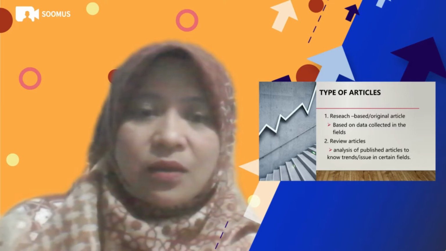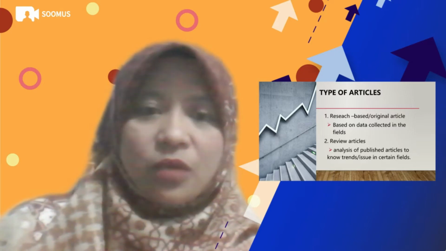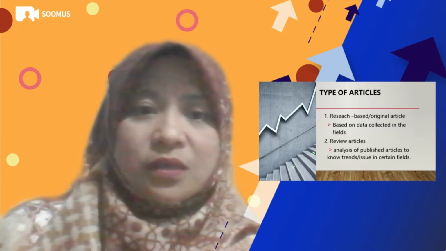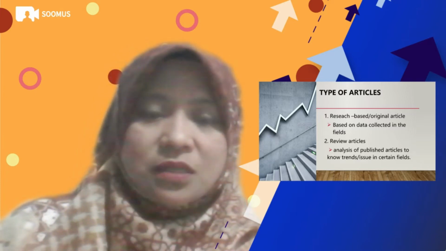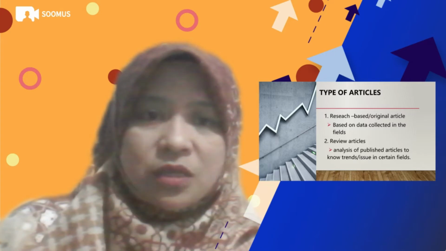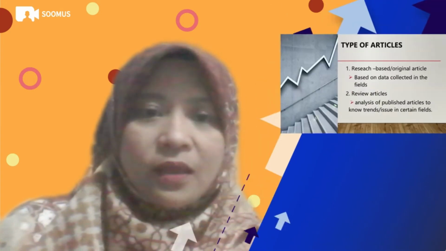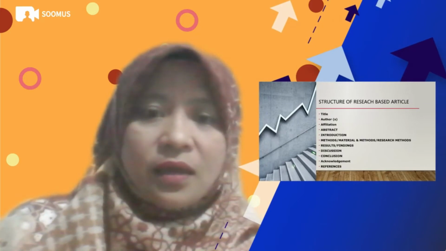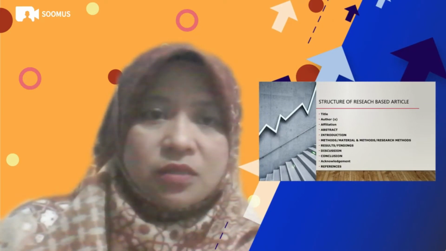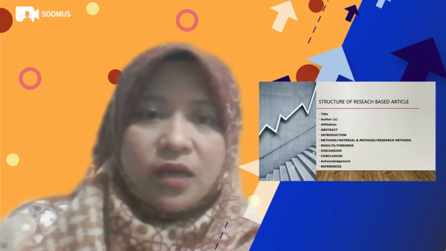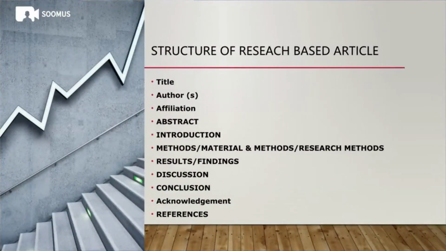And the second article is review articles. It is conducted by doing analysis of published articles to know trends or issues in certain fields. Next, let's see the structure of a research-based article. The first one is title, and the second one is author, affiliation, abstract, introduction, materials and methods, results and findings, discussion, conclusion, acknowledgement, and reference.